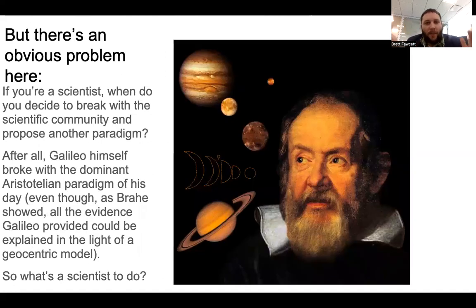But of course, there's an obvious problem here, which is if you're a scientist, when do you decide to break with the scientific community and propose another paradigm? Because, of course, that is what Galileo and Copernicus did, right? They broke with the dominant Aristotelian and Ptolemaic paradigm, even though they didn't need to. The Tychonic system, as we've seen, explained all the evidence better and didn't have all the problems, or at least it explained them equally well and didn't have all the scientific problems. So what's a scientist to do? When do they know? When can they feel confident in abandoning the paradigm held by the scientific community and moving to another one?